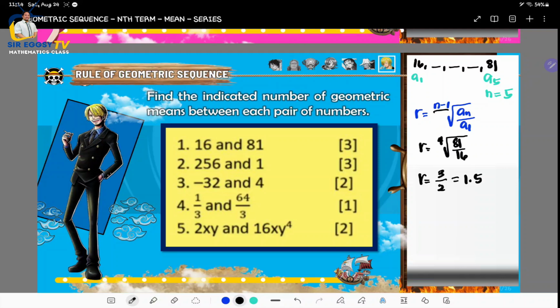So that will be 16 times 1.5, that is equal to 24. So 24 times 1.5 is 36. And 36 times 1.5 is equal to 54. So if you're going to multiply 54 by 1.5, this will give us 81. And those are the terms in the sequence. So that's all we will do. I think you can do already number 2, 3, 4, and 5.